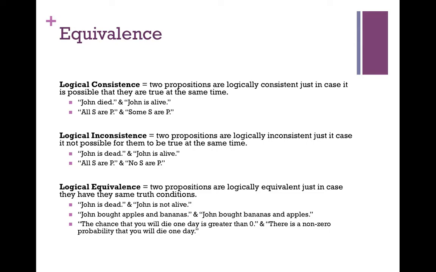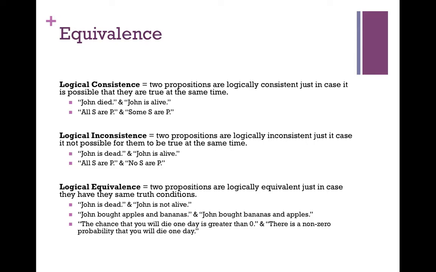And then finally, this one's a little complicated, but pay attention. The chance you will die one day. All of these examples, so many involving death. Sorry, I'm not feeling morbid today. The chance you will die one day is greater than 0. So there's a greater than 0 chance you will die one day. And there is a non-zero probability that you will die one day. Well, if it's non-zero, that implies that it's greater than 0, because probability goes from 0 to 100. So if it's non-zero, it's going to be 1 to 100. So these two statements express the same thing. If one's true, the other's true. If one's false, the other's false.